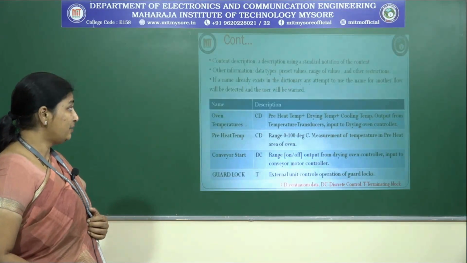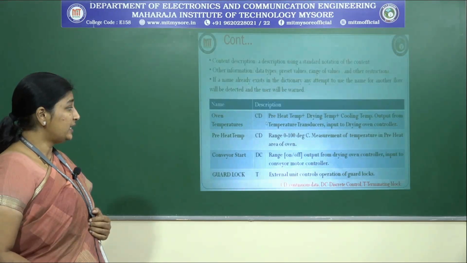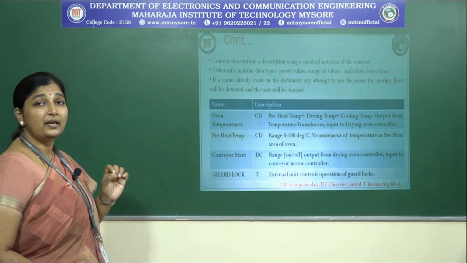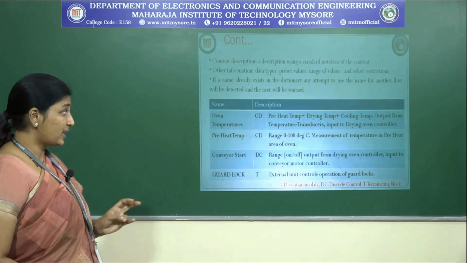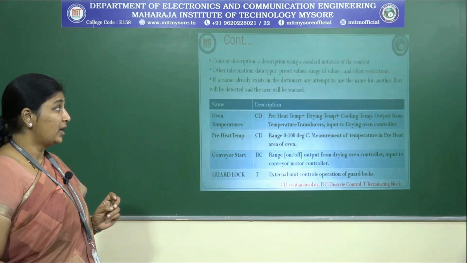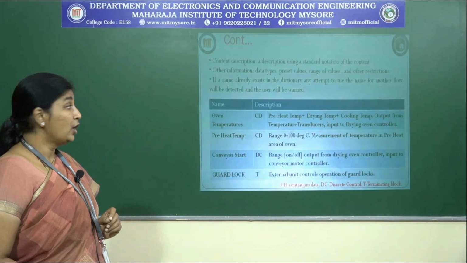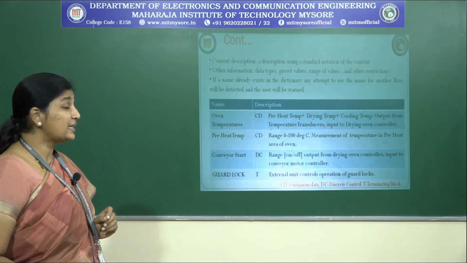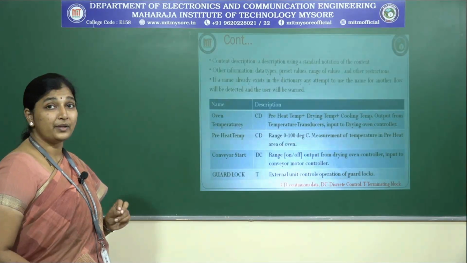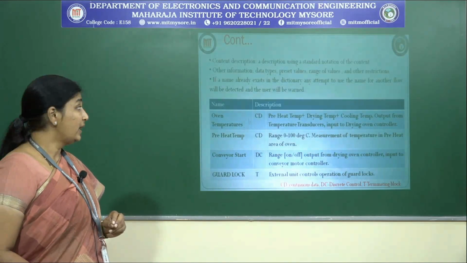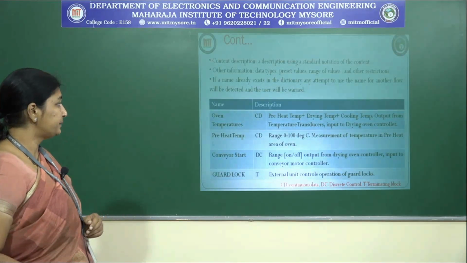So you have a name here, then you have a short description. If I write a CD, it directly indicates what I am talking about: the preheating level, the drying temperature, the cooling temperature, output from the temperature transducers, input to the drying oven controller. These are all your basic description for a simple oven temperature, which is a primary name, and you are abbreviating it as CD, which is continuous data.